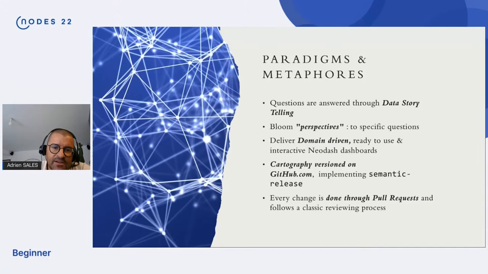Also, our cartography is versioned itself. Everything is done on GitHub, so on Git, and we are implementing semantic release, so we can go back and forth and compare things in time.